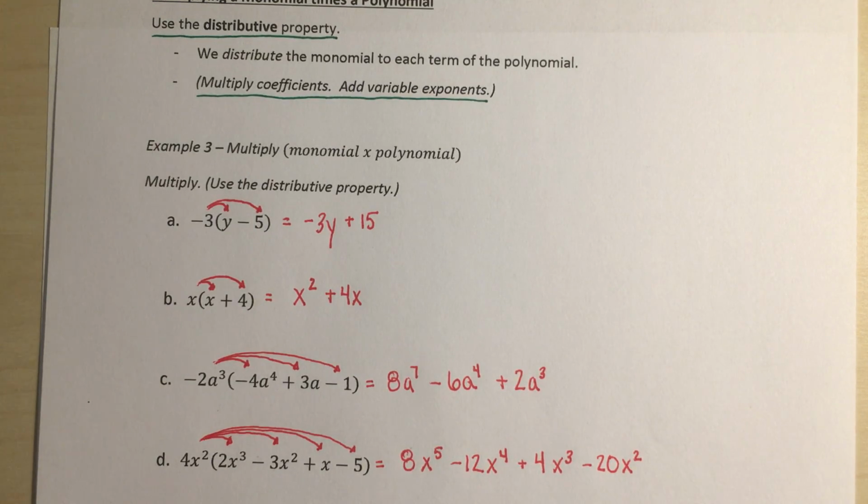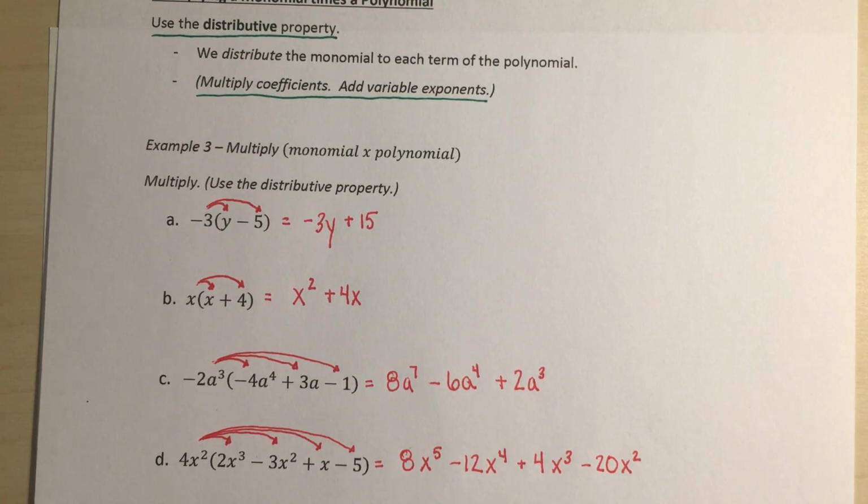So in A and B, we had a binomial in parentheses. We ended up with a binomial answer. In C, we had a trinomial in our parentheses, and we ended up with a trinomial. In D, we had a 4-termed polynomial, and we ended up with a 4-termed polynomial for our answer. Okay. So again, anytime we're multiplying, we're thinking using our distributive property, we're multiplying coefficients and adding our variable exponents.